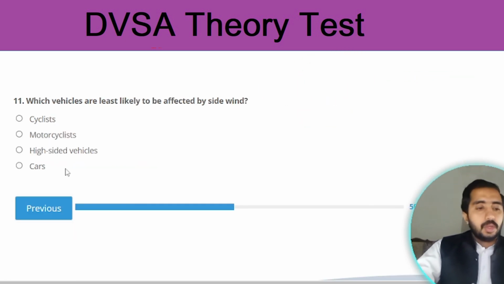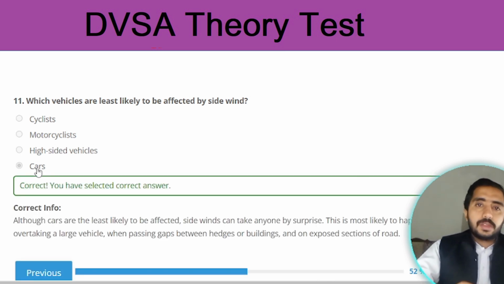Next one. Question 11. Which vehicles are least likely to be affected by side wind? The vehicles which are affected by side winds are the cars. Cars are the vehicles which are mostly affected by wind.